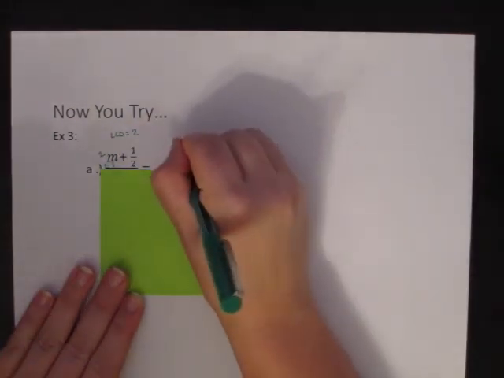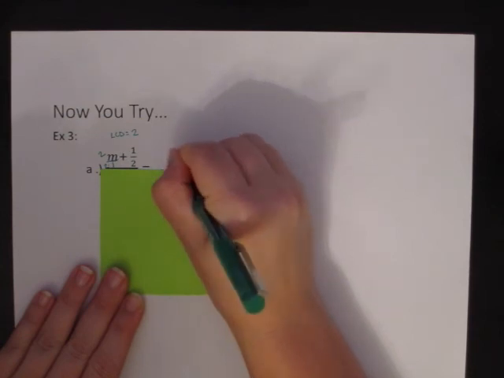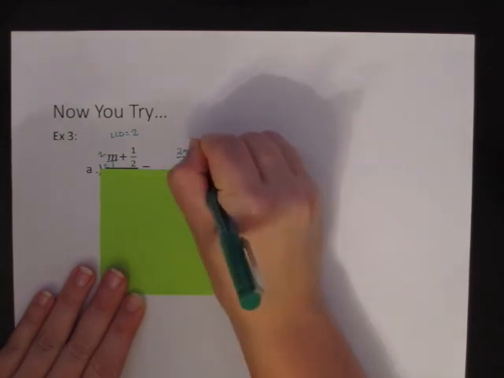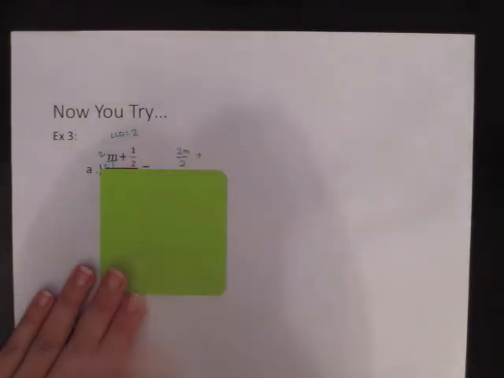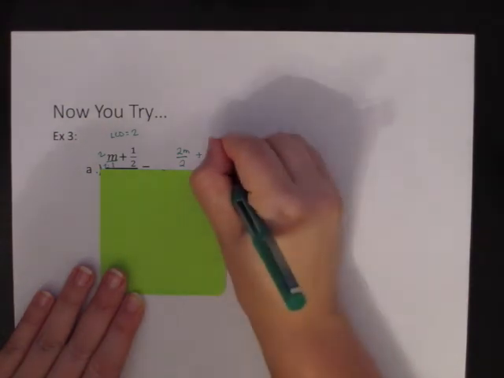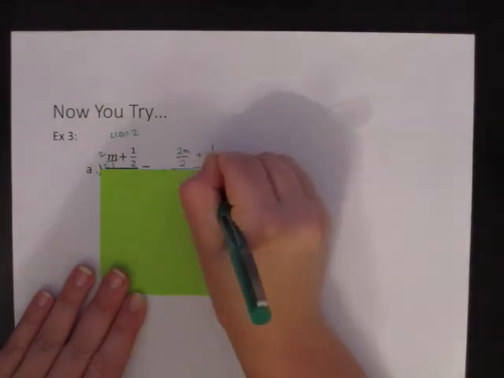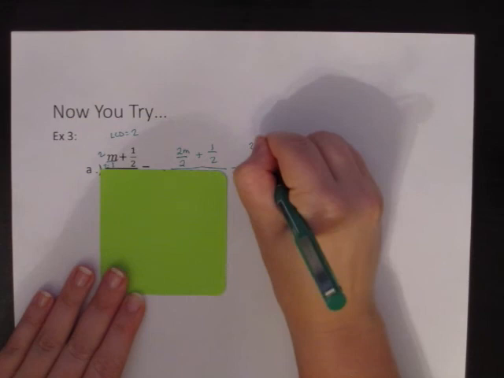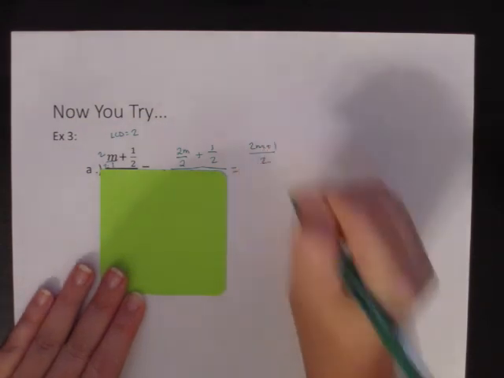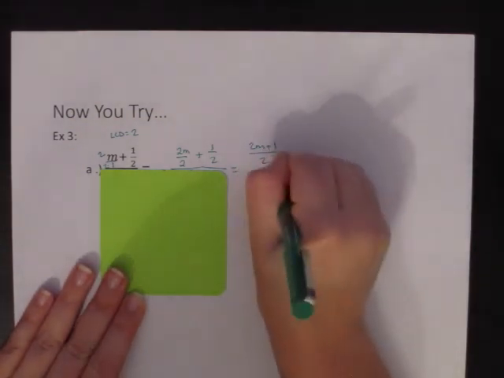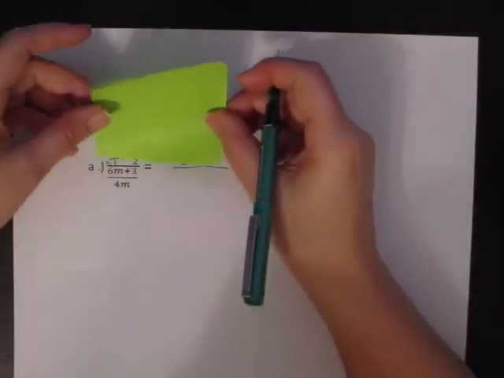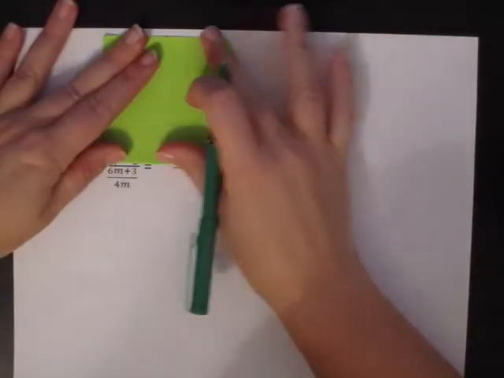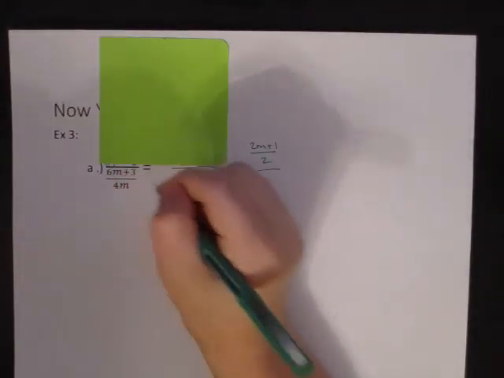So I've got 2m over my LCD, which is 2, plus my LCD matches my second denominator, so I've got 1 over 2. So this would be 2m plus 1 over 2. And there's nothing else that I can do to clean that up. So now I'm going to look at my denominator. I'm going to cover up my numerator. And all I have is 6m plus 3 over 4m.